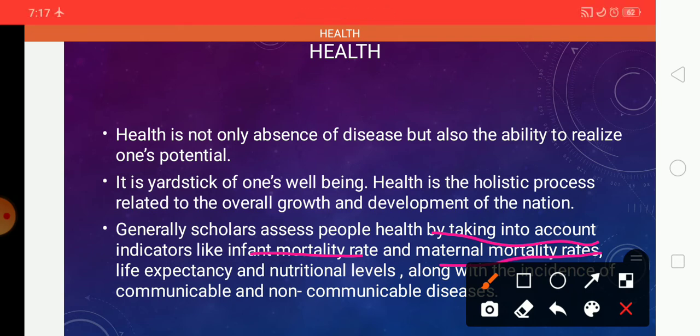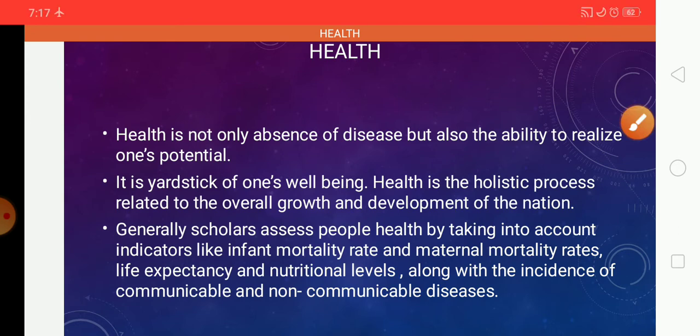And the next is life expectancy. Life expectancy is nothing but the lifespan, how many years a person is expected to live. In our country, it is nearly 68 years as per the 2011 census. The next one is nutritional levels. Along with that, we also consider communicable and non-communicable diseases. When we consider all these indicators, we will come to know where we are standing in the health sector in our country. The development of health infrastructure ensures the country has healthy manpower.